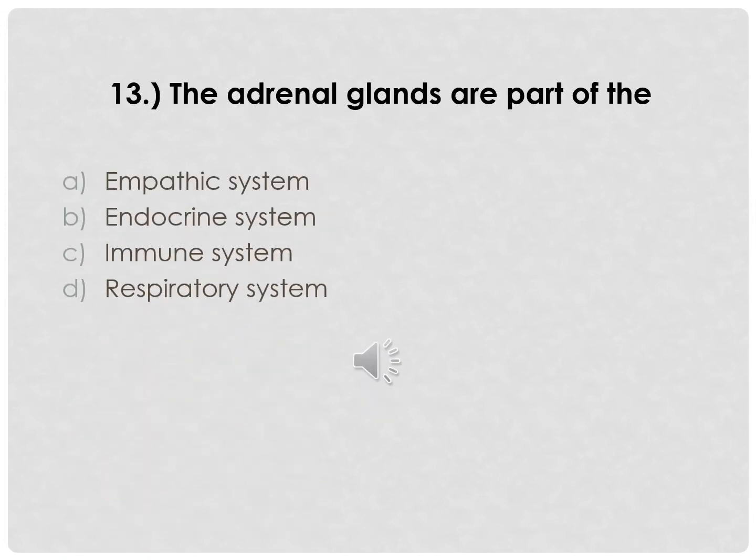The adrenal glands are part of the lymphatic system, endocrine system, immune system, or respiratory system. So what should give this question away is that you see gland in the question. The endocrine system is actually the system in the body that is made up of glands that secrete hormones into the bloodstream. The correct answer would be B, endocrine system. The adrenal glands actually produce adrenaline or norepinephrine.